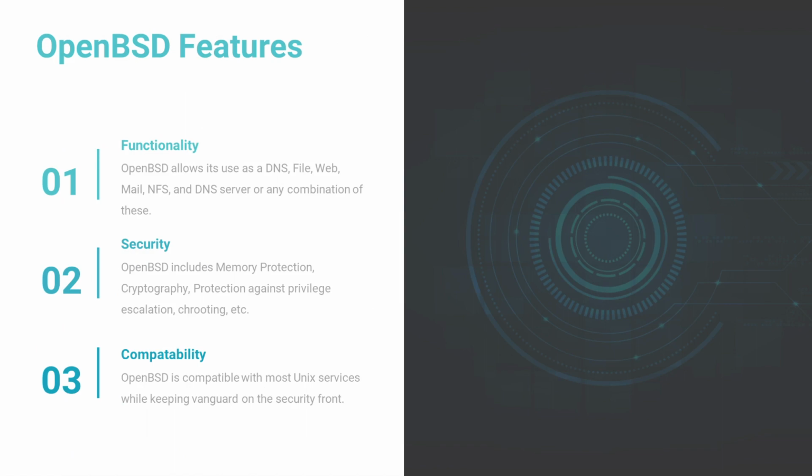What are some features of OpenBSD? OpenBSD has functionality. You can use it as a DNS, as a file server, web server. You can use it as a mail server or a DNS server in any combination of this. Now, you see that I divide file from NFS server. It has certain differences on the service level. OpenBSD includes memory protection, includes cryptography, includes protection against privilege escalation or chrooting, and compatibility. OpenBSD is compatible with most Unix services. It doesn't need any license unless you have a specific custom program for it.